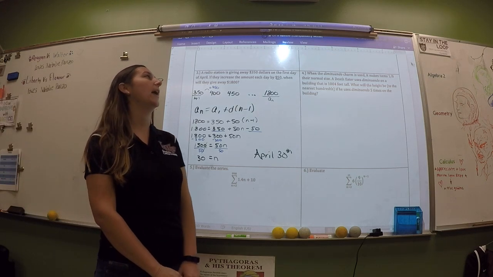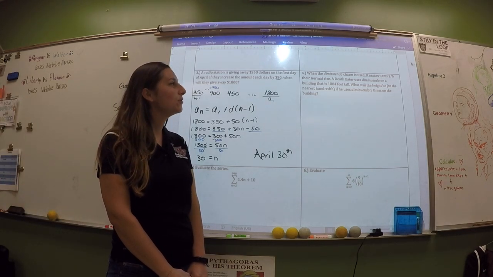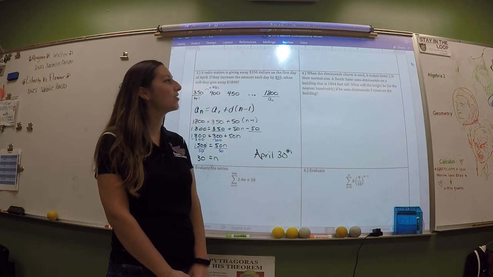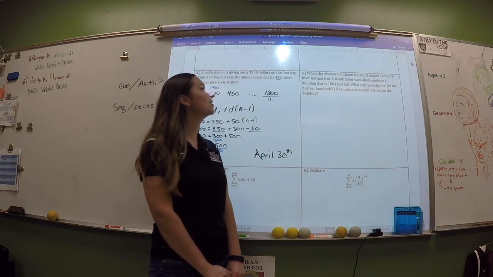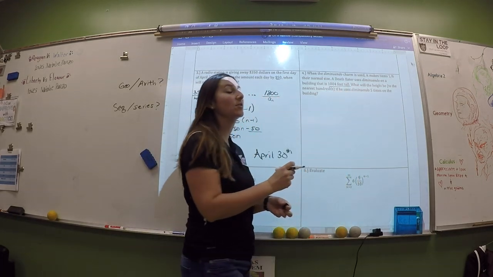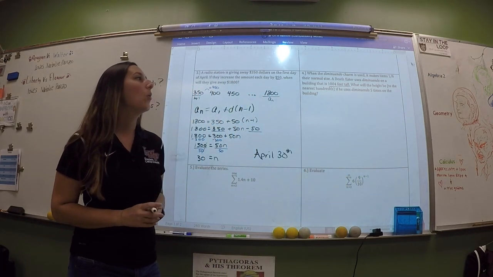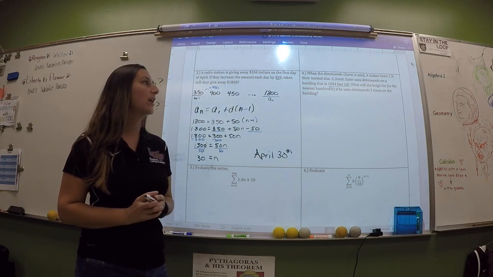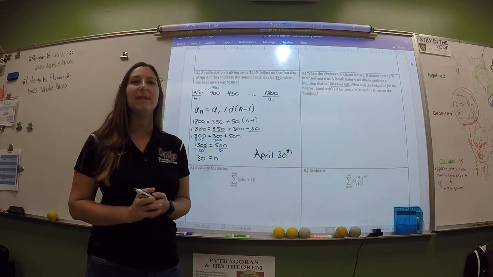Okay, number 4. When the diminuendo charm is used, it makes items 1/6 their normal size. A Death Eater uses the charm on a building that's 1,004 feet tall. That's the tallest building in London. What will the height be to the nearest hundredth if he uses the charm 5 times on the building?